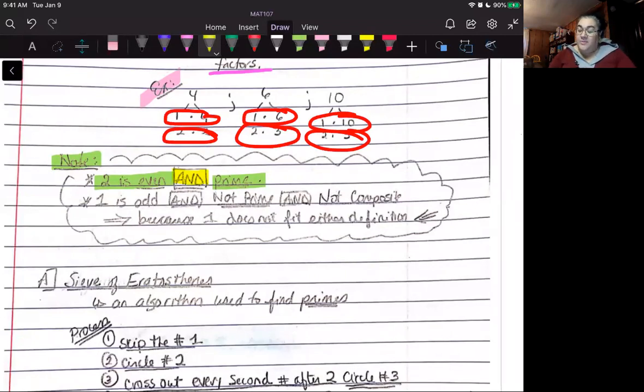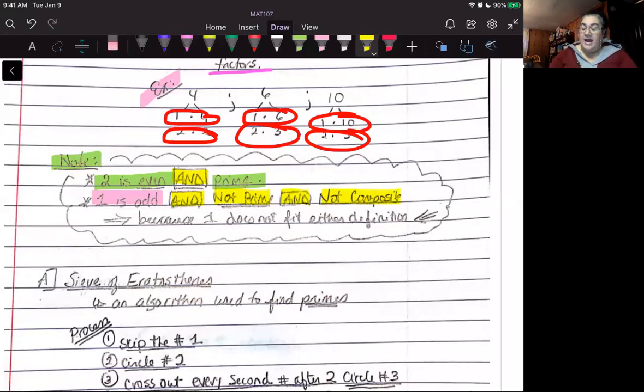And then another misconception is about the number 1. The number 1 is an odd number. So, a lot of your students often want to say that the number 1 is a prime number. However, here's what's important to note. The number 1 is not a prime number, but it is also not a composite number. So the number 1 is odd, and it is not prime, and it is not composite.